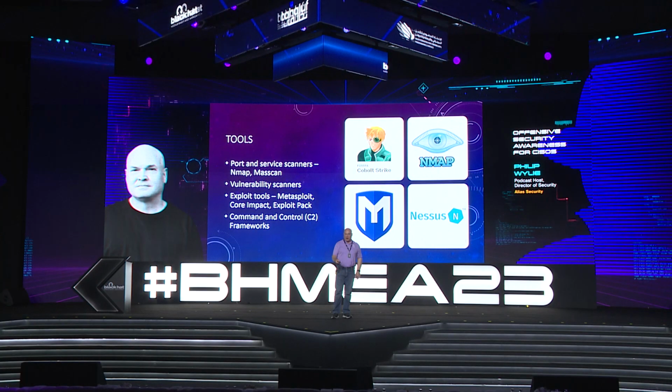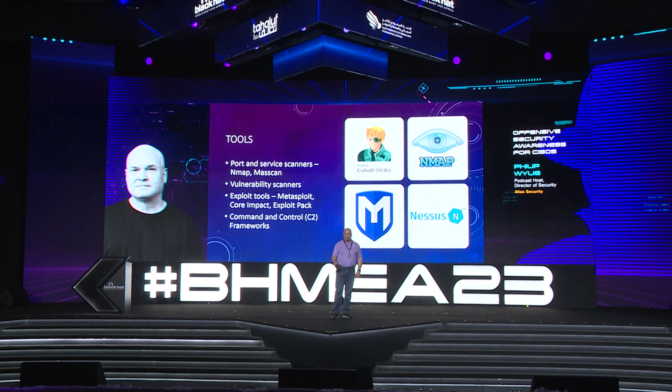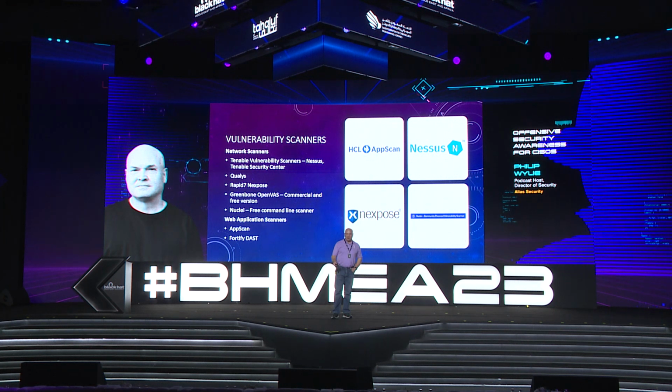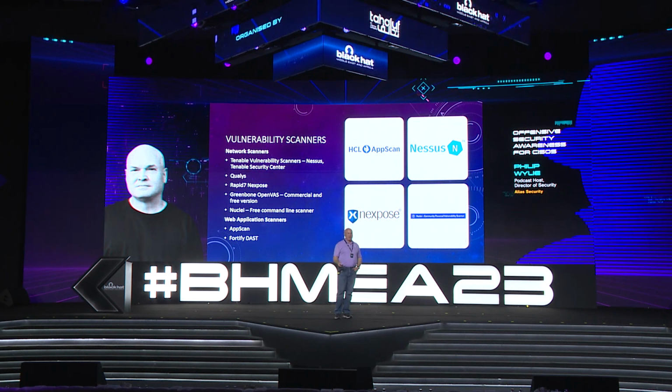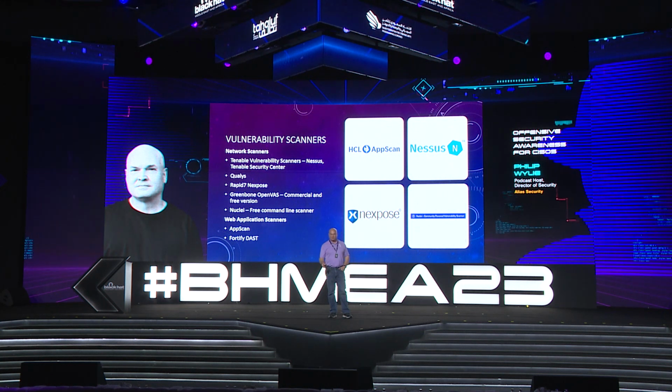And so different tools: port and service scanners like Nmap and Masscan, vulnerability scanners like Nessus and Qualys, and then command and control like Cobalt Strike, as well as your exploit frameworks like Metasploit and Core Impact. Core Impact is a commercial tool, and Metasploit Framework is one of the only free tools. And then we have our different vulnerability scanners that are pretty popular and well known here: Nessus, Qualys, and your web application vulnerability scanners like AppScan and Fortify DAST, which used to be WebInspect.